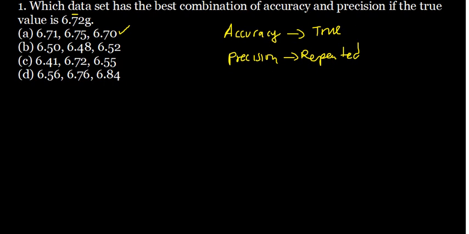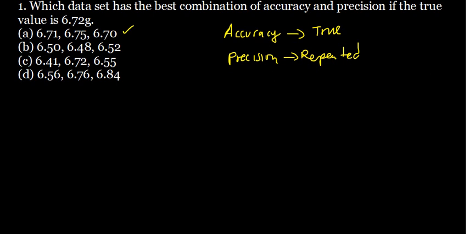What do you mean by accurate? Because all these values are not so much away from 6.72, right? They are all 6.7, 6.7, 6.7. What is only differing is the last value. So meaning that they are also close to each other. So we can see that this one is accurate and precise.